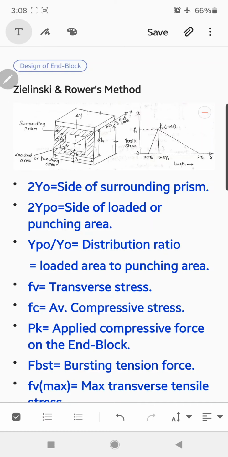Welcome students, welcome to the last video of design of PSC end block. In the last video we learned the investigation of Anchorage zone stresses using Magnus method and Guyon's method. In this video we'll learn the investigation of Anchorage zone stresses using Zielinski and Rowers method and IS-Code method.